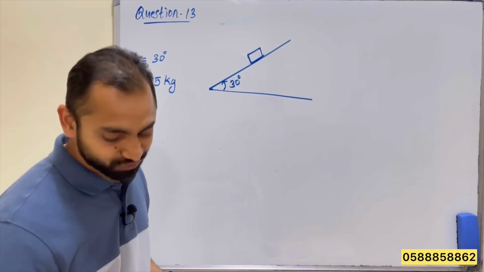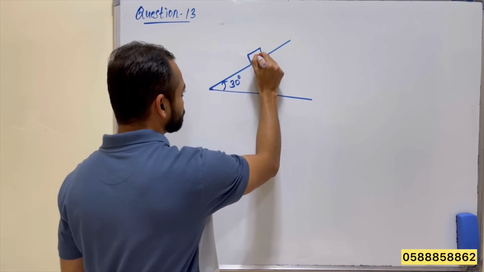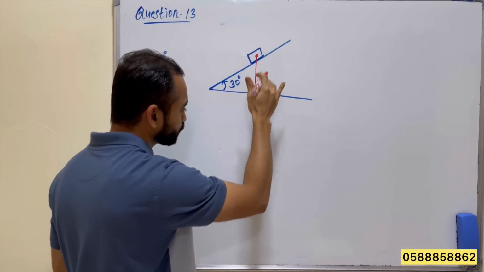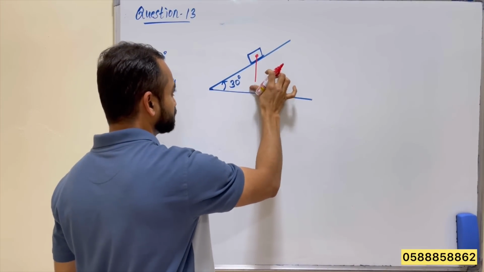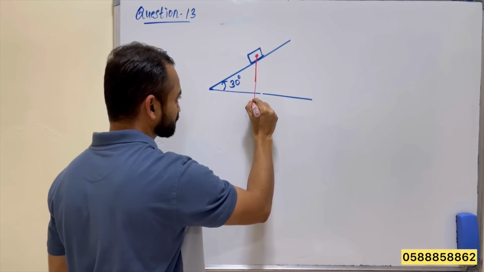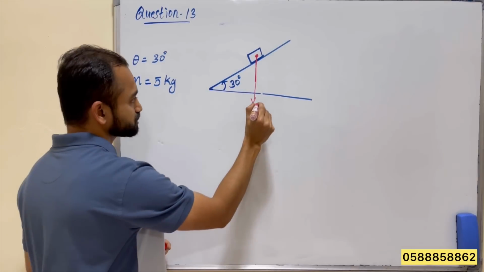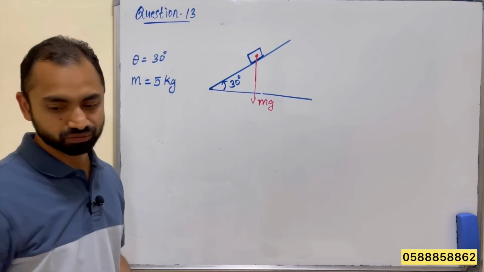Primarily, at first the weight will be acting vertically downward, right? Weight always acts in the downward direction. So the weight of the object will be acting vertically downwards. This is weight, we will write mg. Weight is equal to mg.